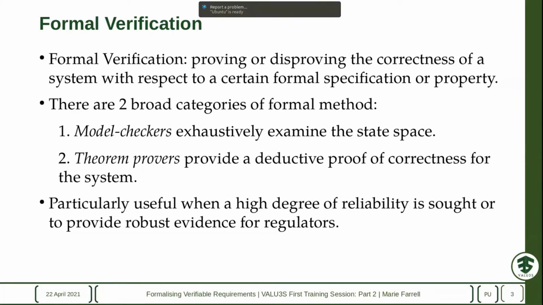The other category of formal method is a theorem prover. A theorem prover usually provides a deductive proof of correctness that the formal specification or property is preserved for the system. And these techniques are particularly useful, as I mentioned, when a high degree of reliability is sought for the system, or to provide robust evidence for use by regulators, again, to demonstrate that the system obeys a particular standard.